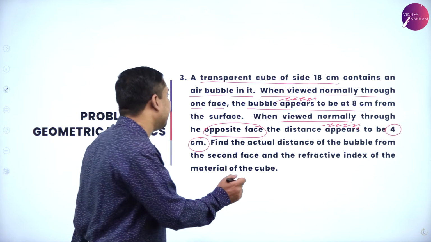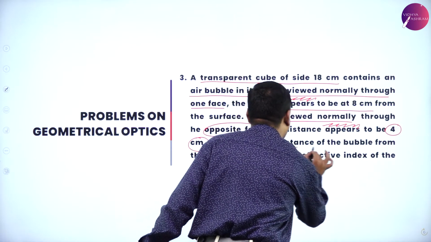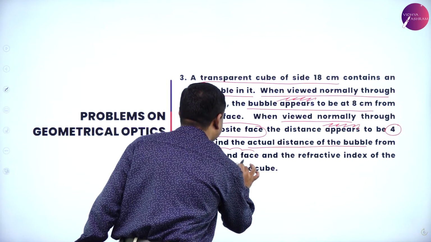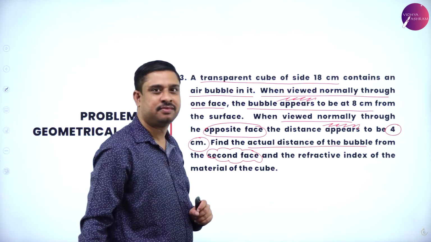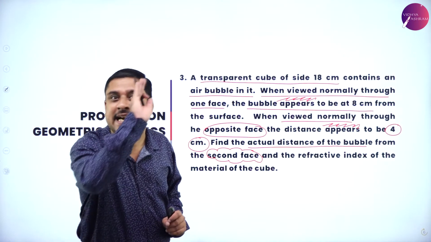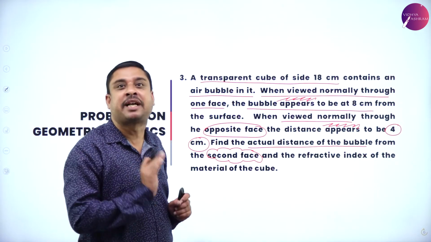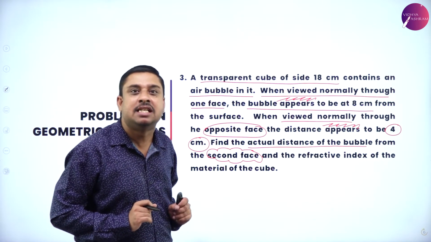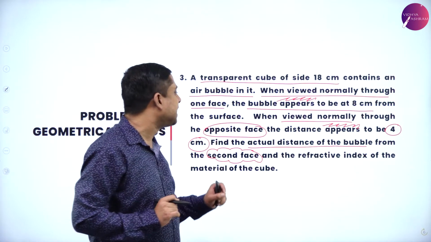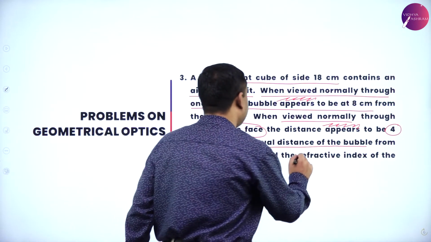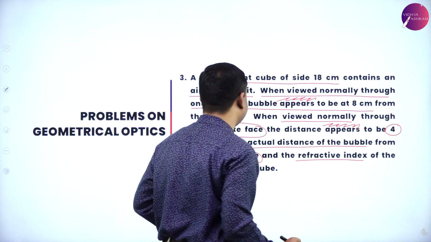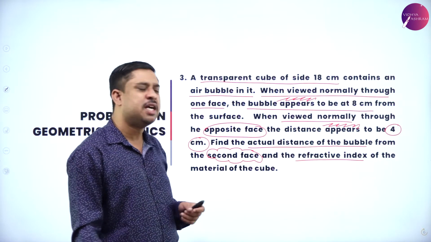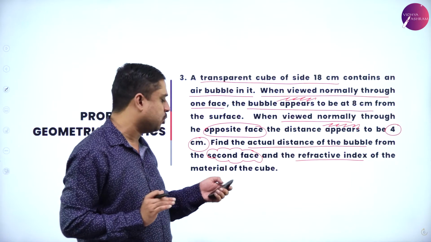I have to find the actual distance of the bubble from the second face. I have to find the actual distance, the real depth. Actual distance of the bubble from the second face and the refractive index of the material. Question appears to be lengthy. Solution is very simple.